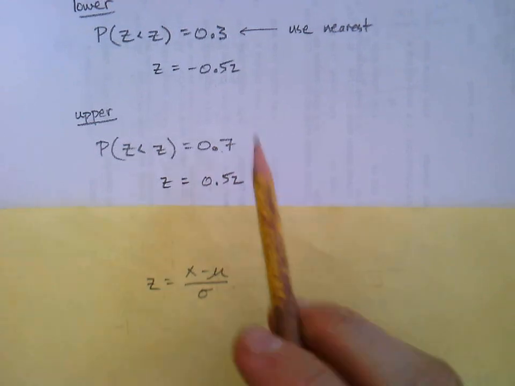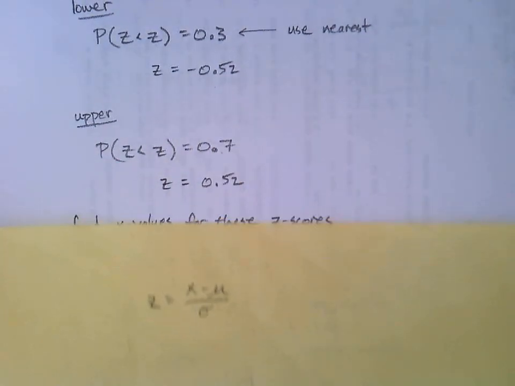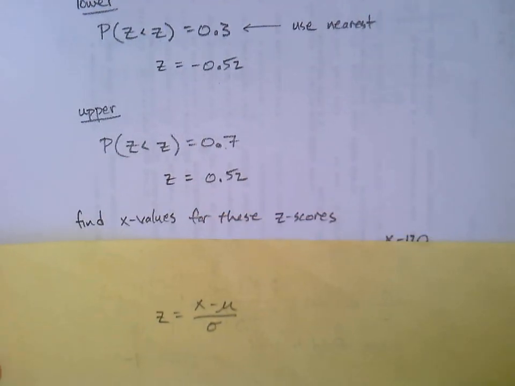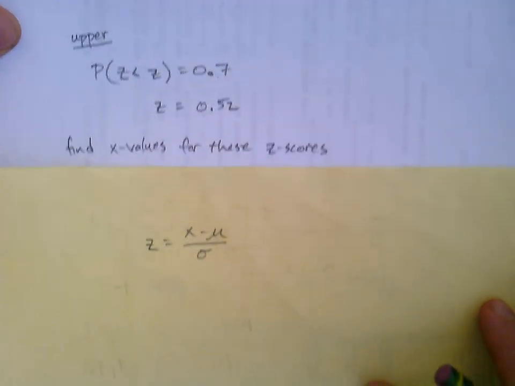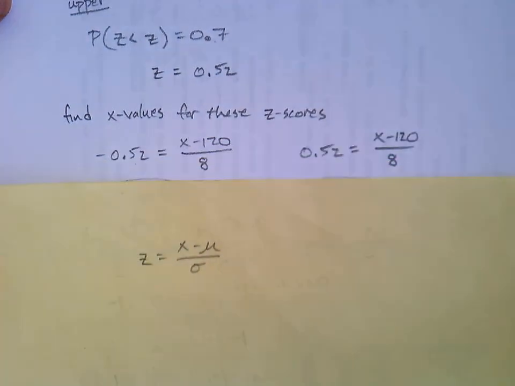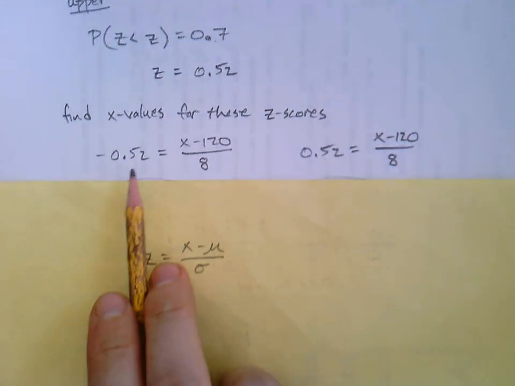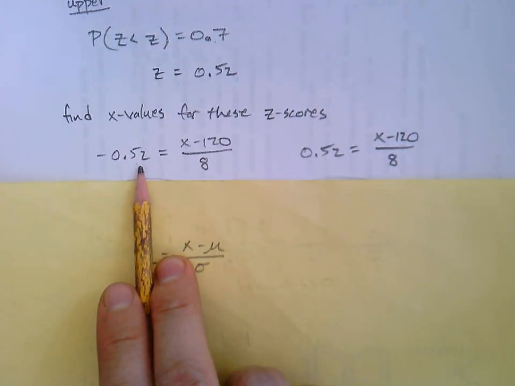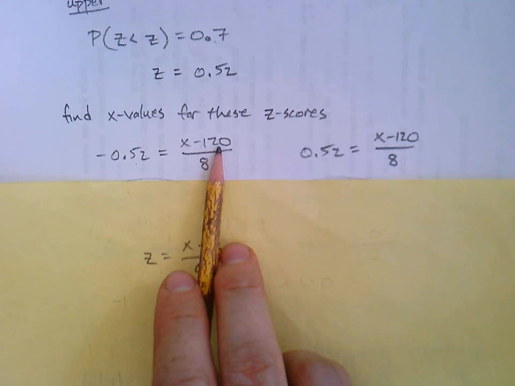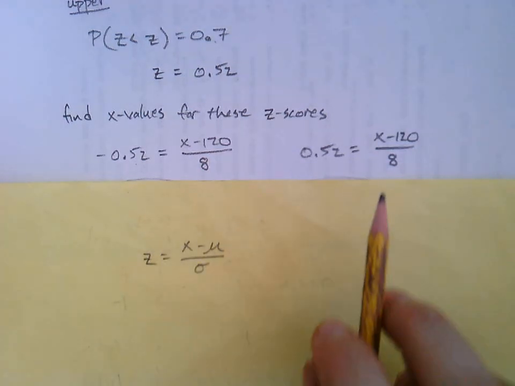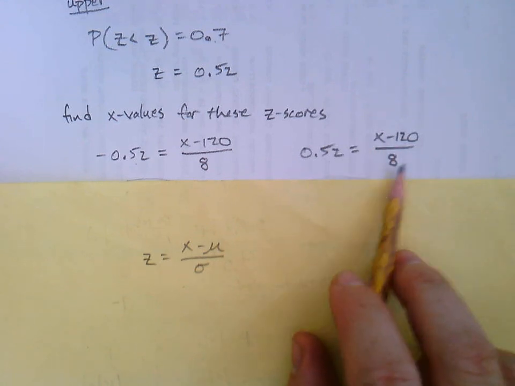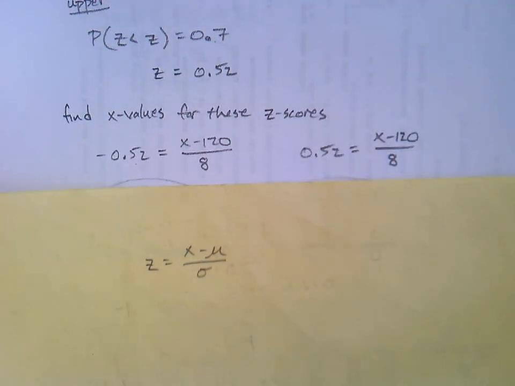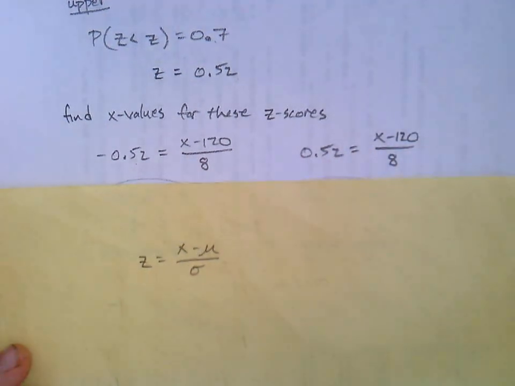All right, we're going to use our z-scores now to solve for these x's, and I've done this side by side. So find the x values for these z-scores. So we're going to set them up. Here's the lower with the negative 0.52, and it equals x minus 120 over 8. And here's the upper, positive 0.52, and it also equals x minus 120 over 8. So we're going to get our lower x value and our upper x value.